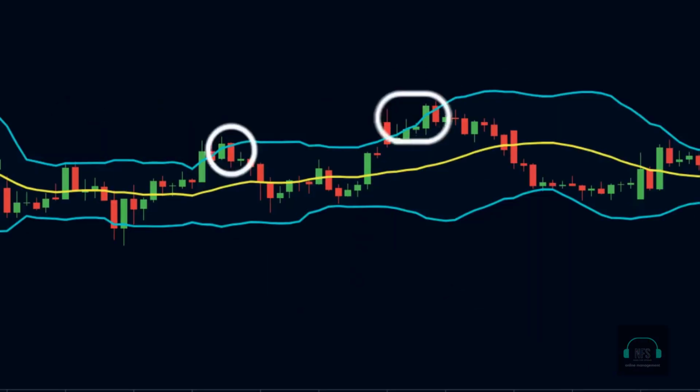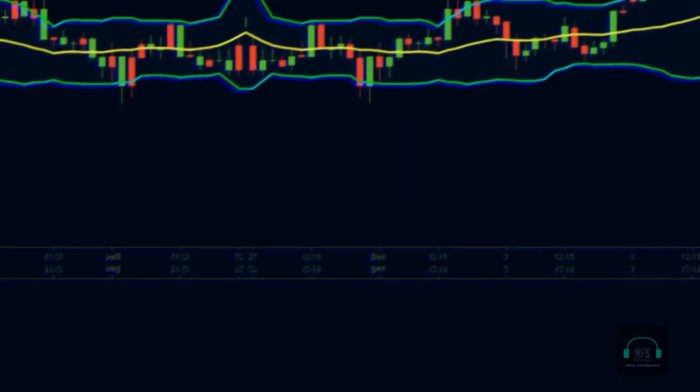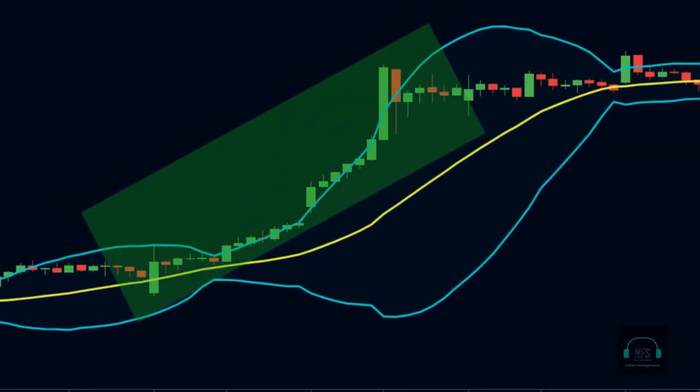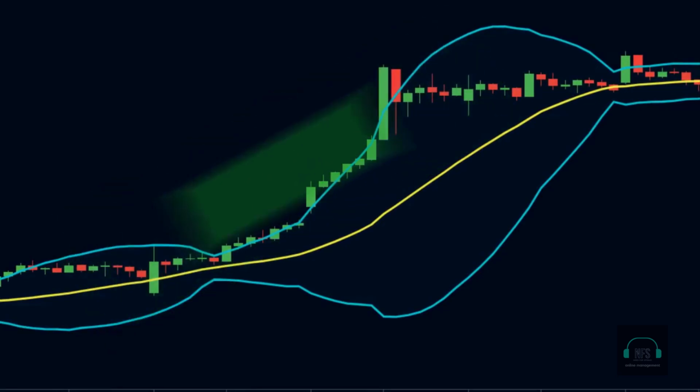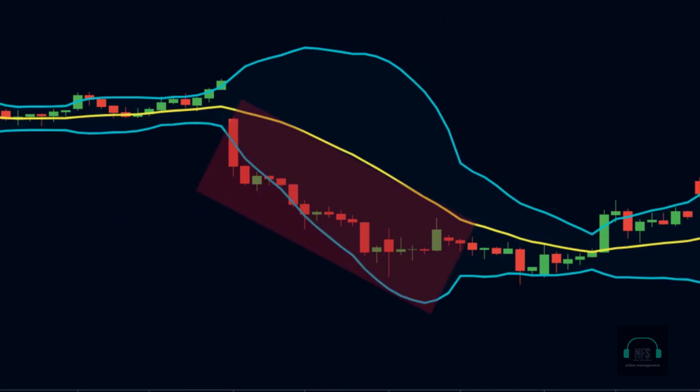If the price comes near the upper band, we can say that the price is overbought and it may reverse on the downside. Similarly, if the price is near the lower band, we can assume the price to be oversold and an upside move can be expected. This is not always true. In a strong uptrend, the price can stay around the upper band for several candles. Similarly, in a strong downtrend, the price can stay at the lower band for several candles.